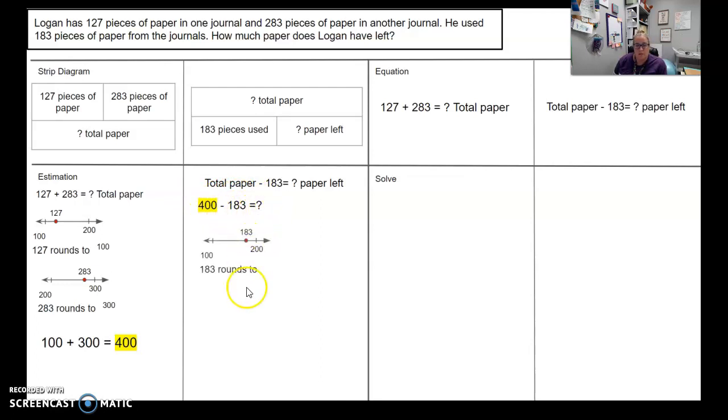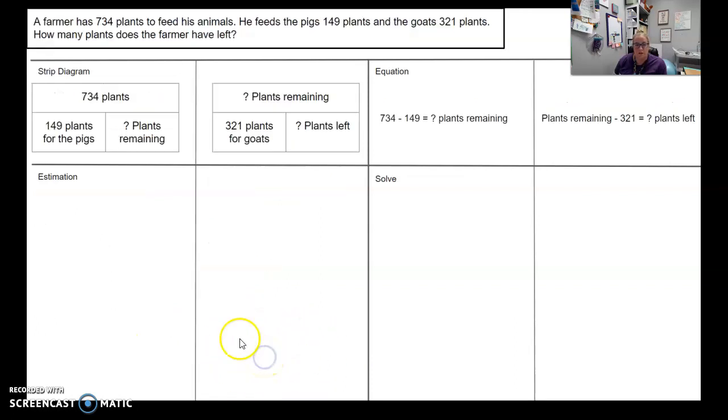So I'm going to use my number line again. I have 100 on this side and 200 on this side. And I have 183 right here. Is 183 closer to 100 or is it closer to 200? That's right, it's closer to 200. So I'm going to say 183 rounds to 200. Now, instead of saying 400 minus 183, it's going to say 400 minus 200 equals question mark. Well, if we have 400 and we take away 200, we are left with 200. So I know my final answer that I'm going to do tomorrow is going to be somewhere around 200. Let's look at our next question.